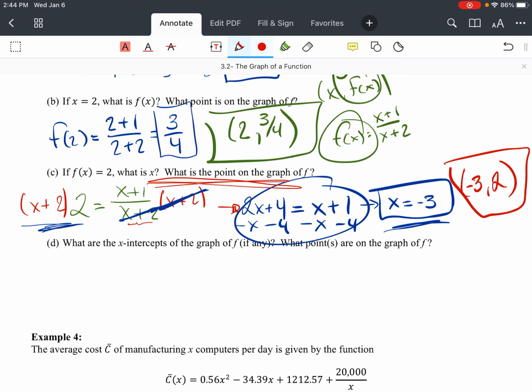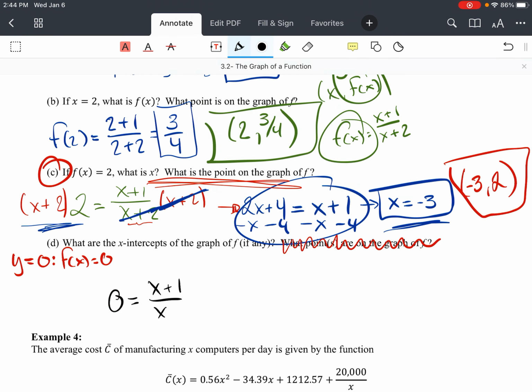All right, lastly, it says, what are the x-intercepts of the graph, if any? And don't worry about the second part. So remember, to be an x-intercept, that means that y has to equal 0, or in this case, f of x has to equal 0. So it's going to be very similar to part C, where we're setting everything equal to 0, because we're saying that y is equal to 0 or f of x is equal to 0. So I'm going to say 0 equals x plus 1 divided by x plus 2.